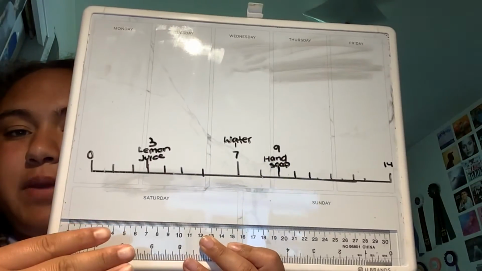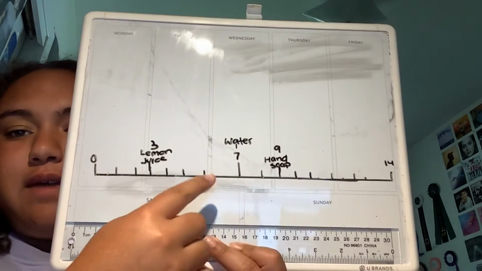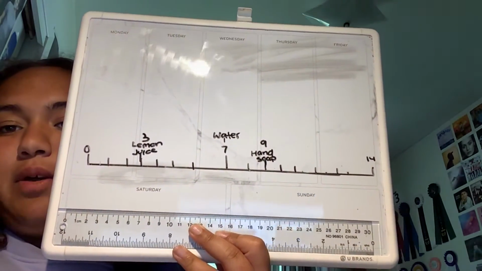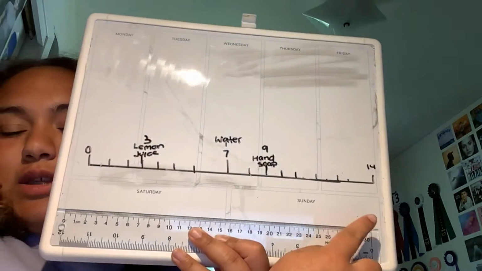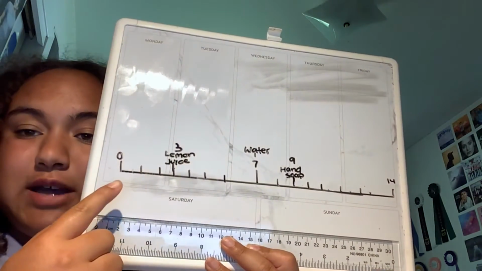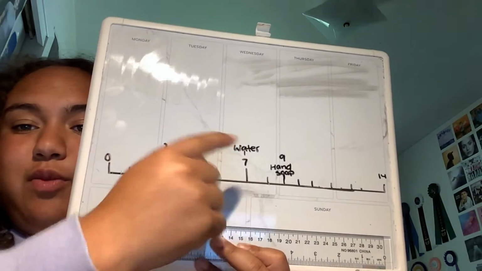Here I have drawn a pH scale, which goes from 0 to 14, having 7 marked in the middle. Here we have hand soap, which I used as an example. It has a pH of 9, which means it is a base. Here we have lemon juice with a pH of 3, which means it's an acid. Here in the middle is 7, with water.